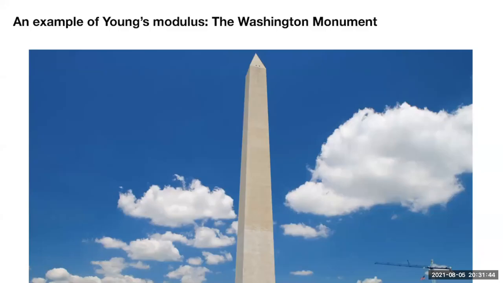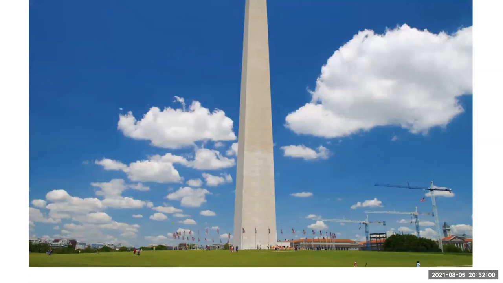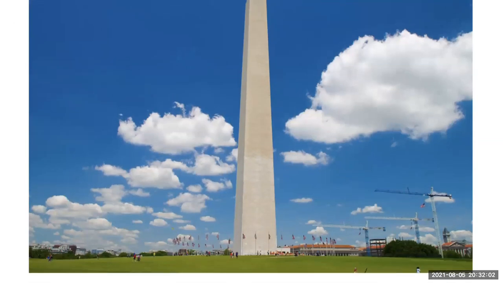So in this lecture, we're going to look at an example of Young's modulus at work. We're going to study the stress at the base of the Washington Monument and the corresponding strain. So here's a picture of the beautiful monument. And in order to calculate the stress at the bottom, you need to know some parameters. You need to know the weight and also the size of the base. So I have some numbers for you here.